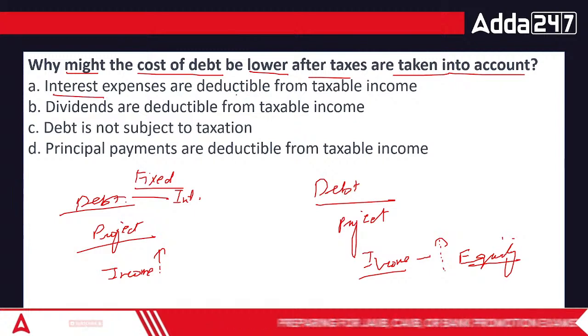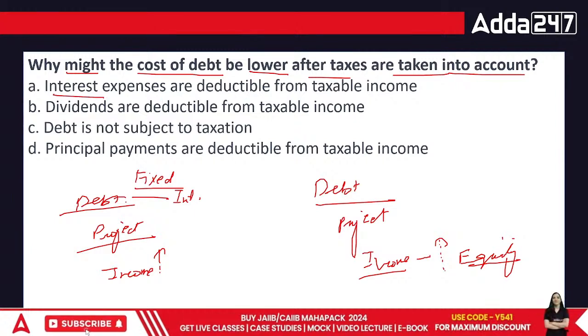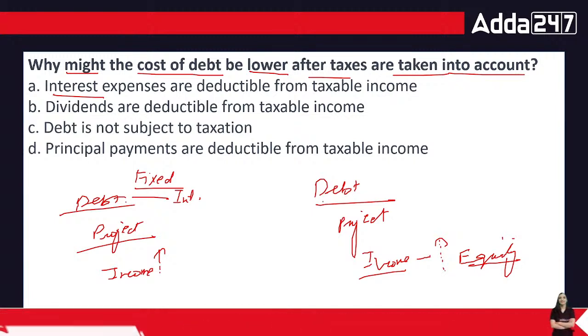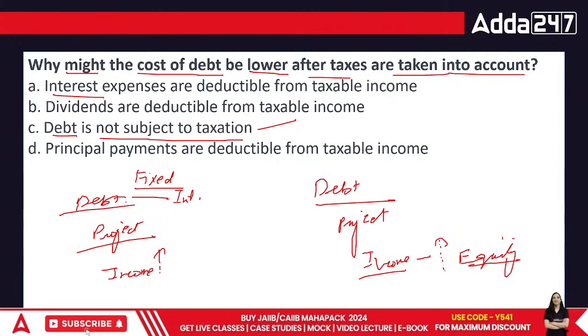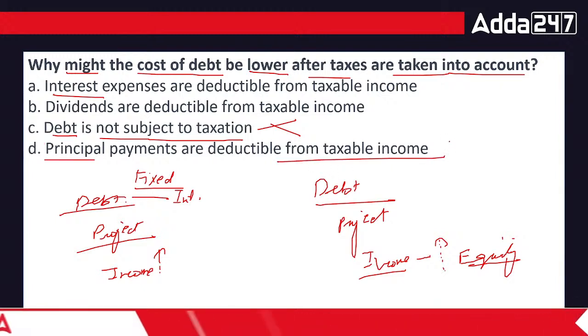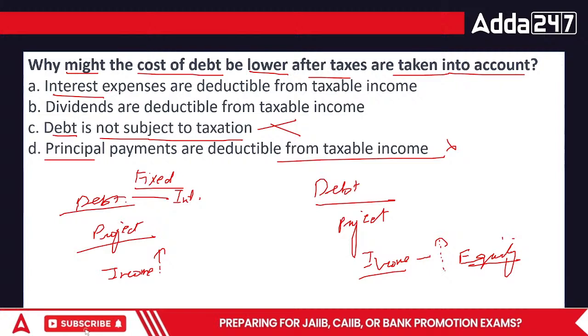Interest expense is deductible from taxable income. Then dividends are deductible from taxable income. Debt is not subject to taxation. It is subjected to taxation. This is obviously wrong. Principal payments are deductible from the taxable income. No, this is not the point. But the interest is allowed.